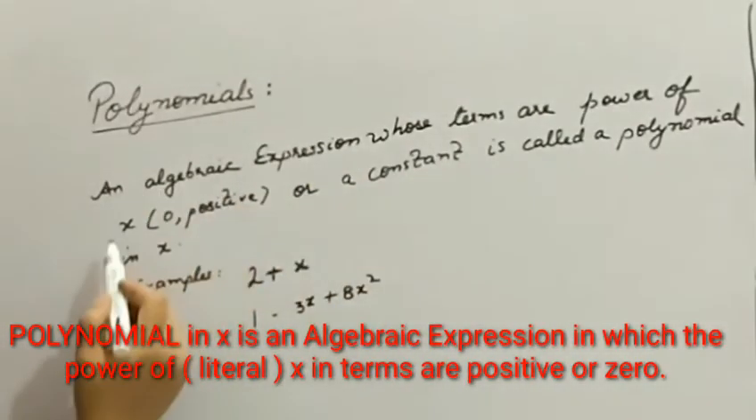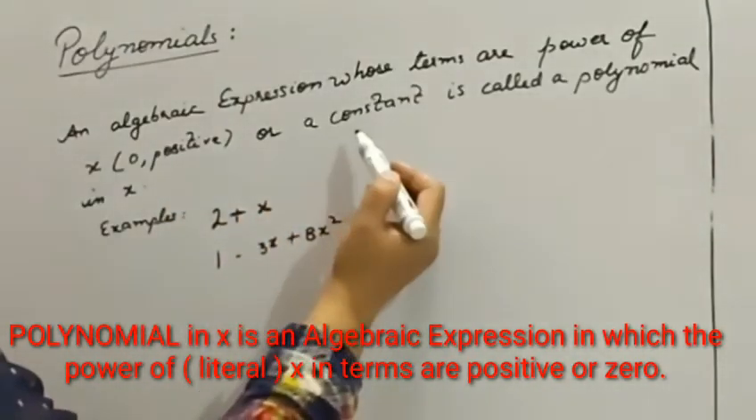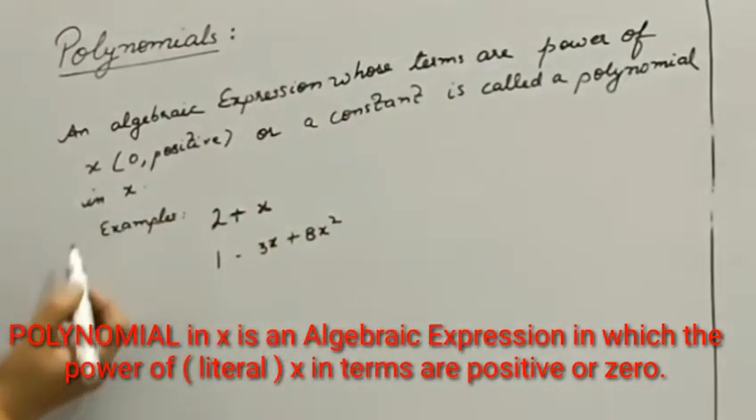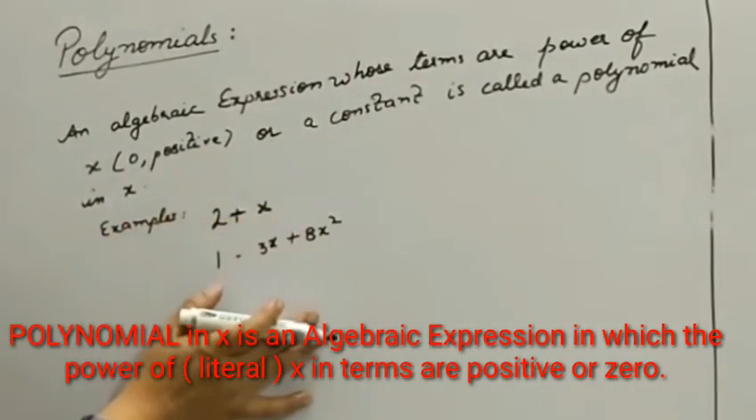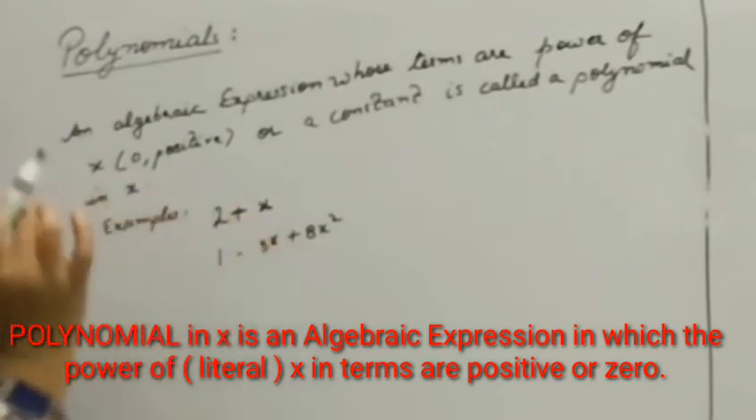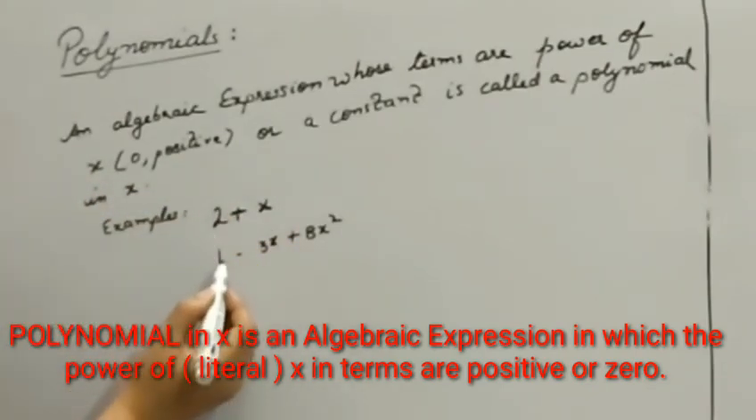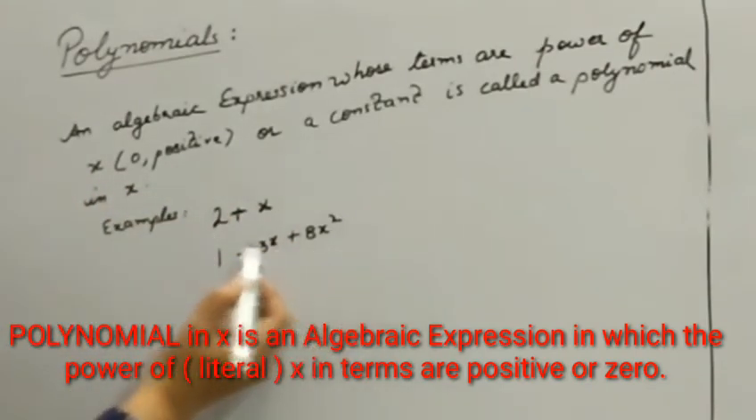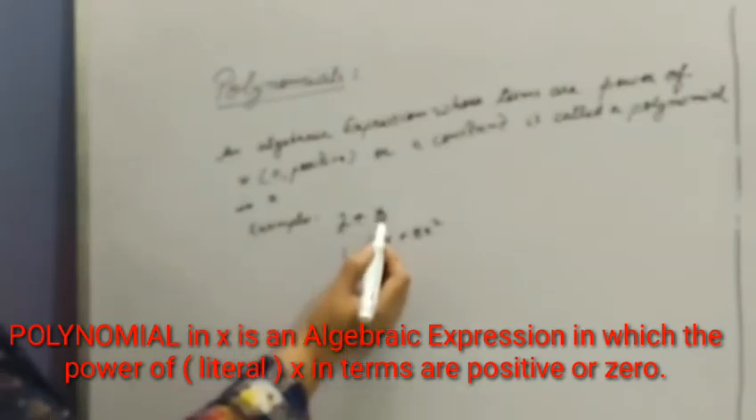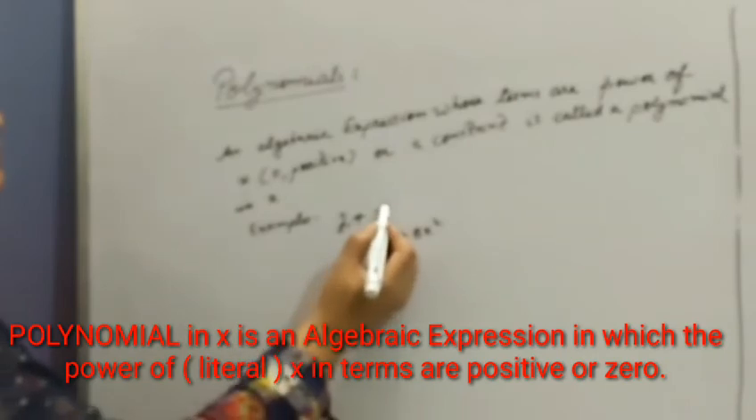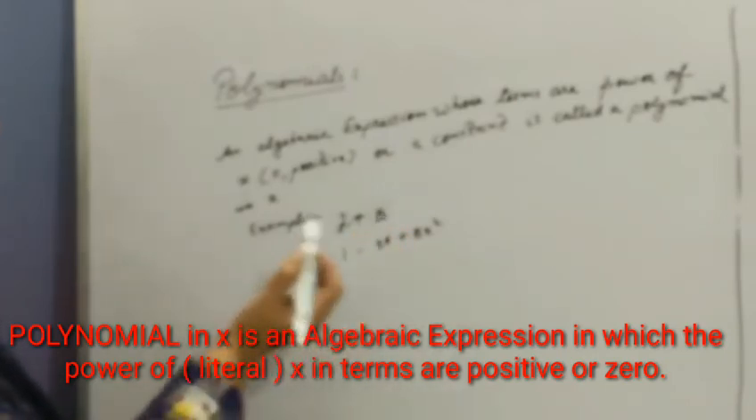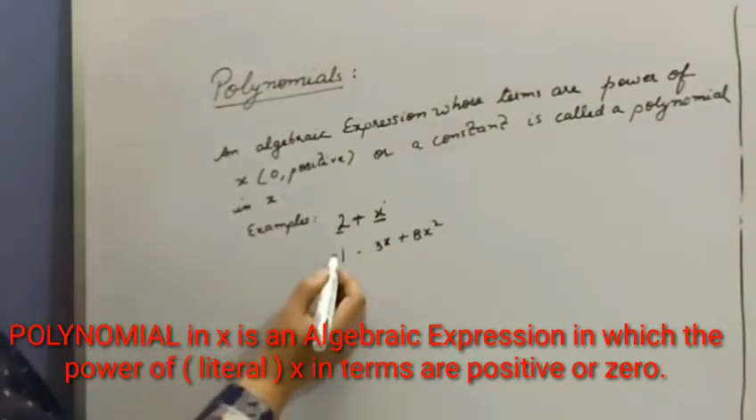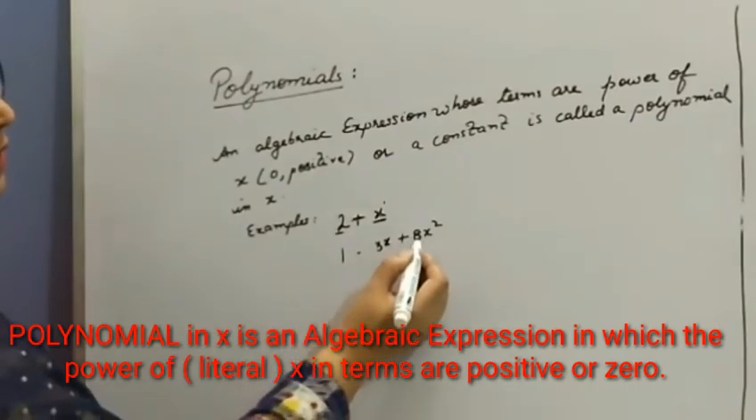Children, the next topic to learn is polynomials. An algebraic expression whose terms are powers of x or a constant is called a polynomial in x. For example, here I have written some expressions in terms of constants and x. 2 plus x, 1 minus 3x plus 8x square. You see example 1, an algebraic expression where you have two terms and the power of x is 1, which is positive. Move on to the next example, 1 minus 3x plus 8x square.